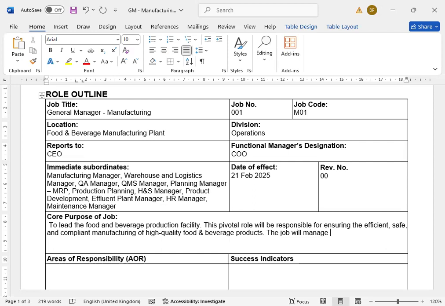So the job will manage day to day. So he should always be in the plant, in order for him to be able to do the management for the day to day operations of the plant.